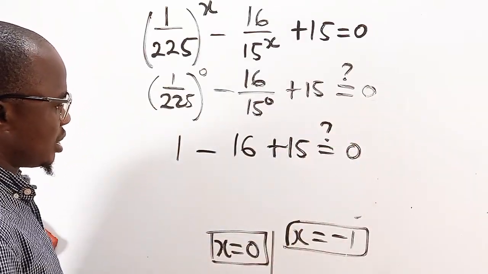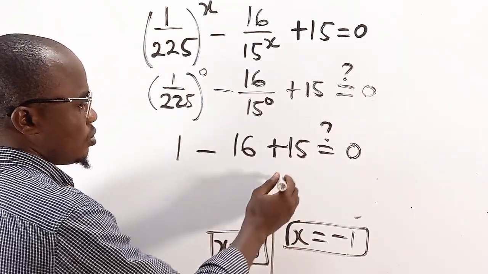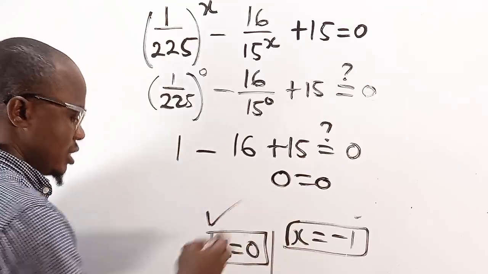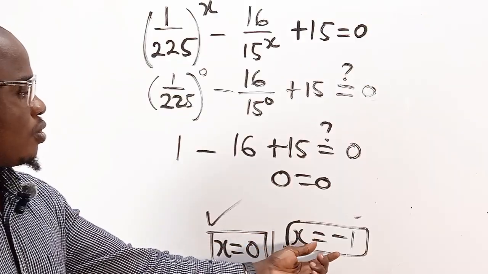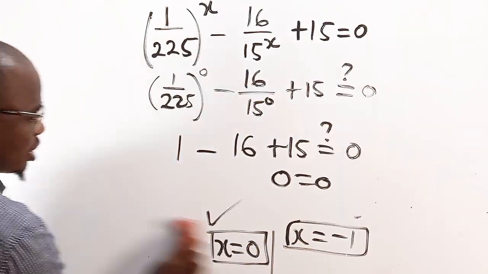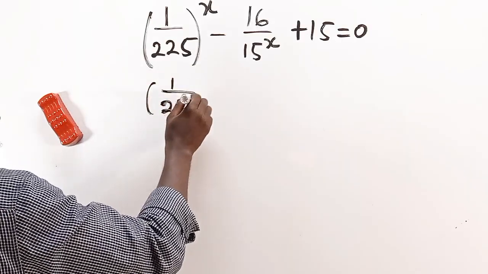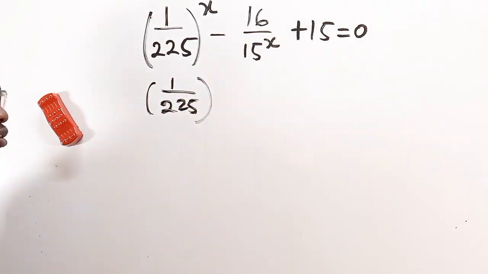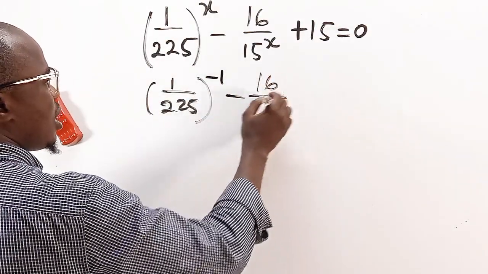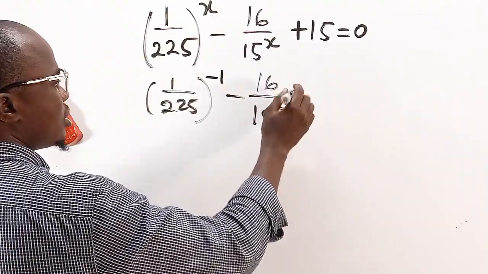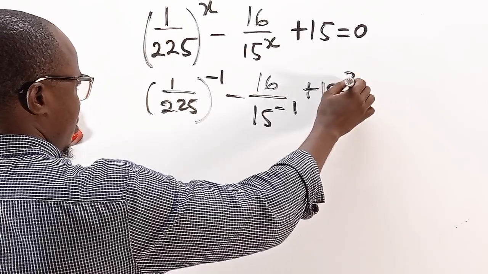So when you look at this, 1 plus 15 is 16, minus 16. So we're going to have 0 equals 0, which shows that this is satisfied. Now, if you want to check for this also, you can check. For x equals minus 1, you have 1 over 225 to the power of minus 1, minus 16 over 15 to the power of minus 1, then plus 15. Would this give us 0?